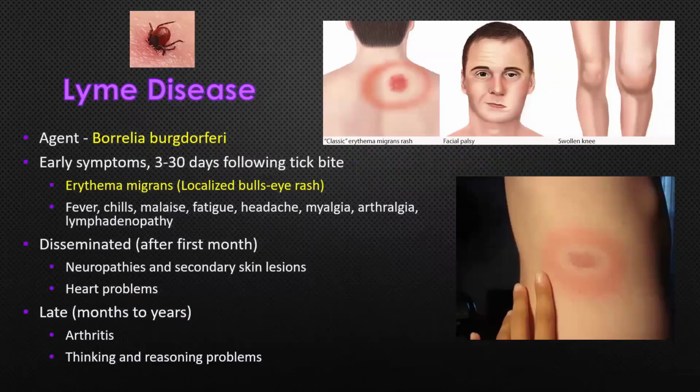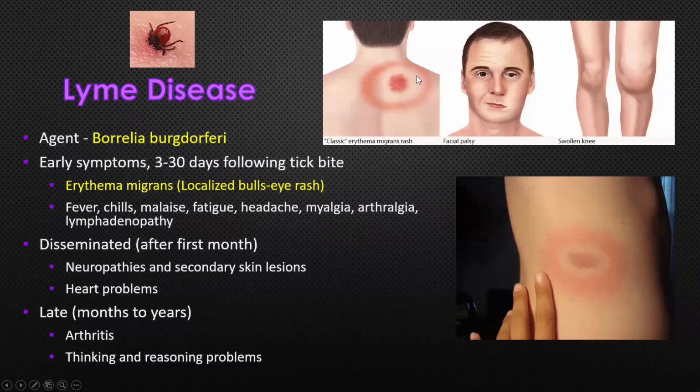Ready to jump into Lyme disease? Something that seems like every board review book talks about is Lyme disease, which in your going over infectious type diseases, you probably talked about this already. Yeah. The agent is Borrelia burgdorferi. And then they distinguish into early, disseminated, or late symptoms.